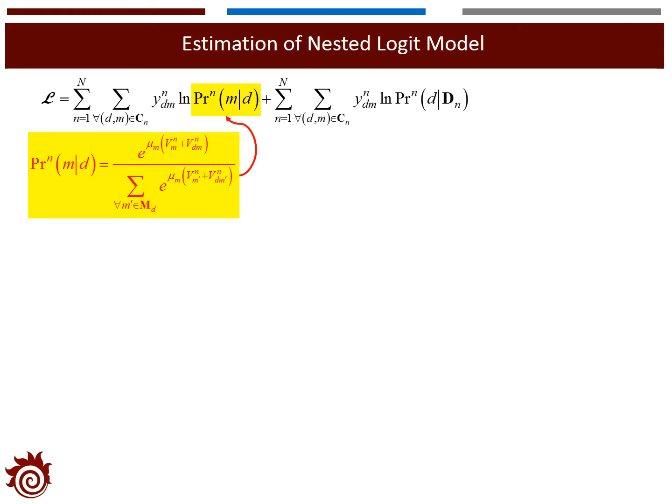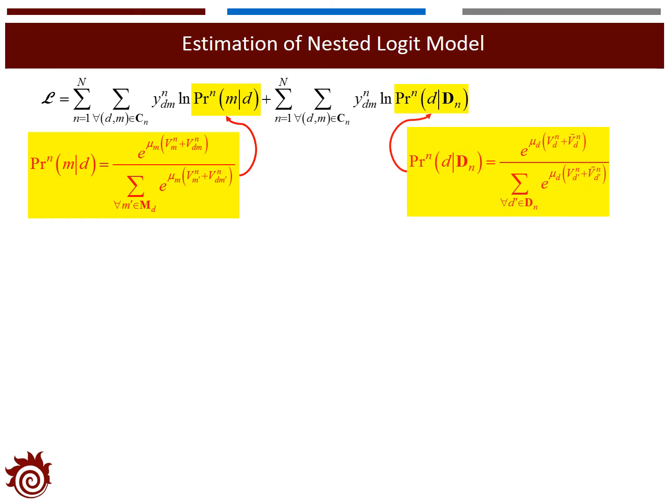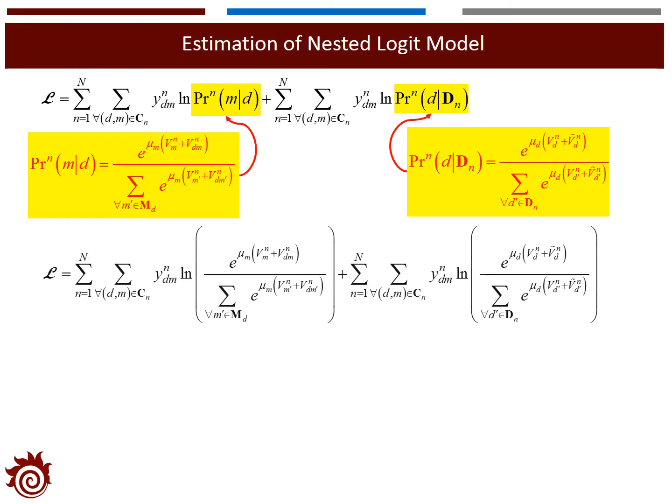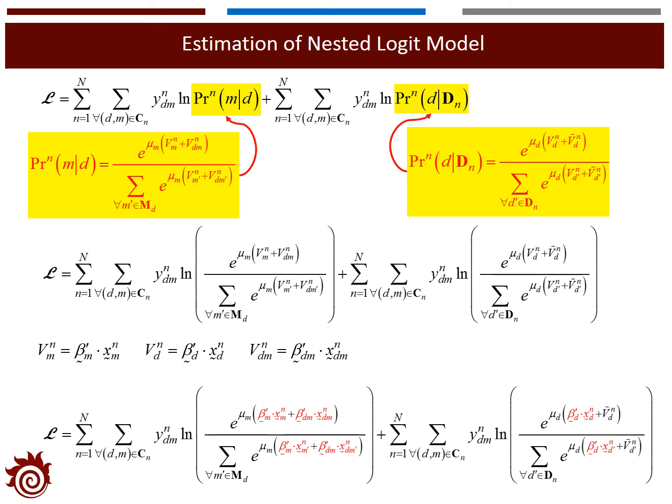First, for the first term, we know the expression of the conditional probability, and we can apply this expression in the equation. Also, we have the expression of the marginal probability. And then we will have the full expression of the log likelihood function. Also, we said that the deterministic terms are linear functions of the attributes, and then we can replace those deterministic terms with the linear expression.